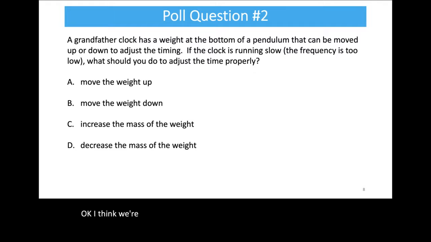Okay, I think we're going to do about 10 more seconds here. So go ahead and guess.